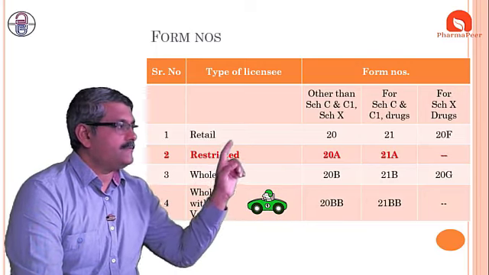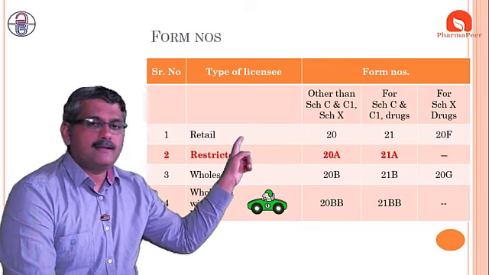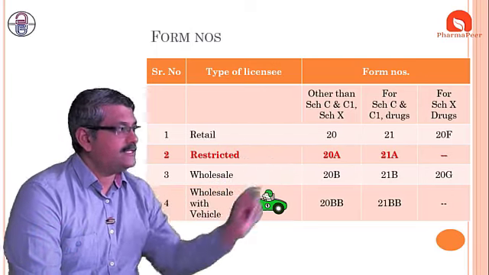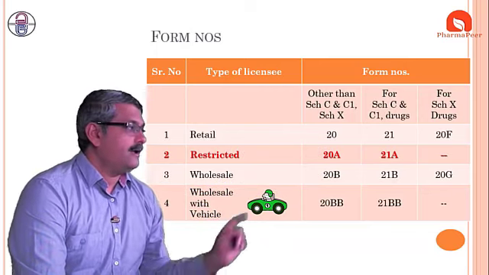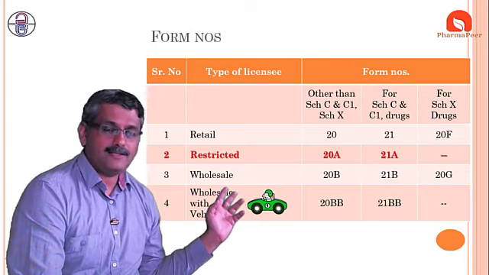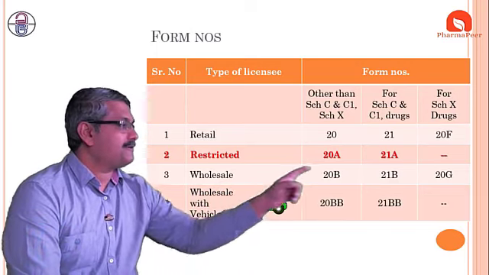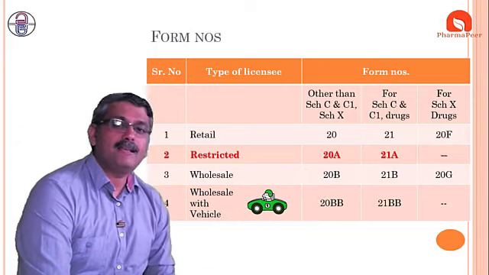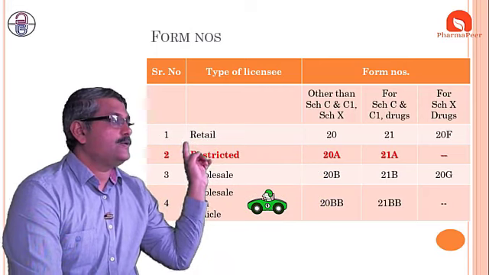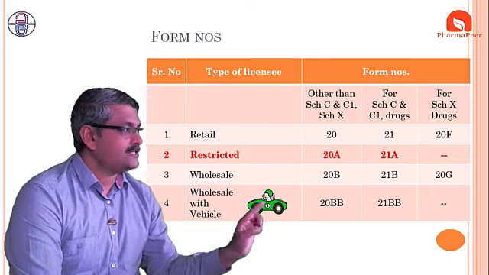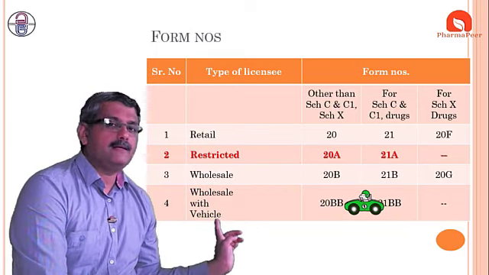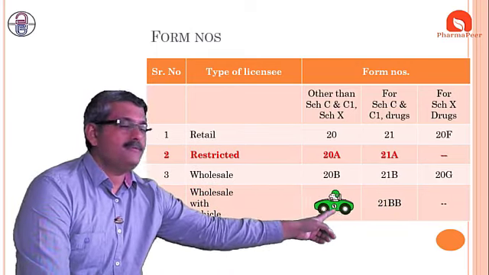Now how will you remember? See, if you want to start any retail shop, then collect your money from your father, that is 20F. And if you want to start a wholesale medical shop, it requires a huge amount, a huge investment. So your grandfather, G, will help you for starting the wholesale. So there is 20G. And the last one is wholesale with vehicle, there is BB, means what does BB ask for?